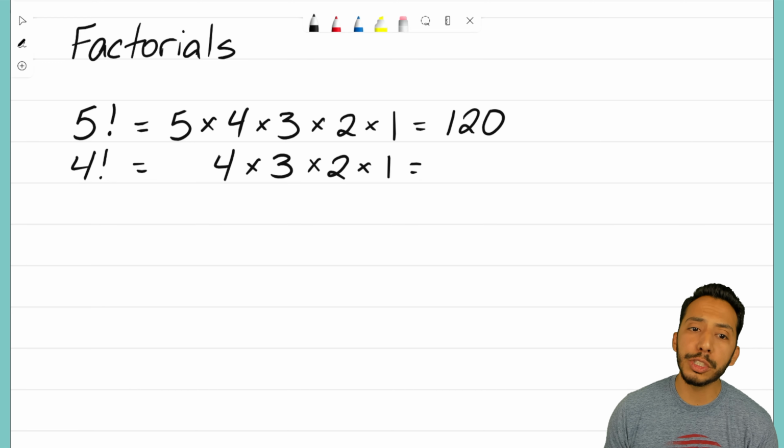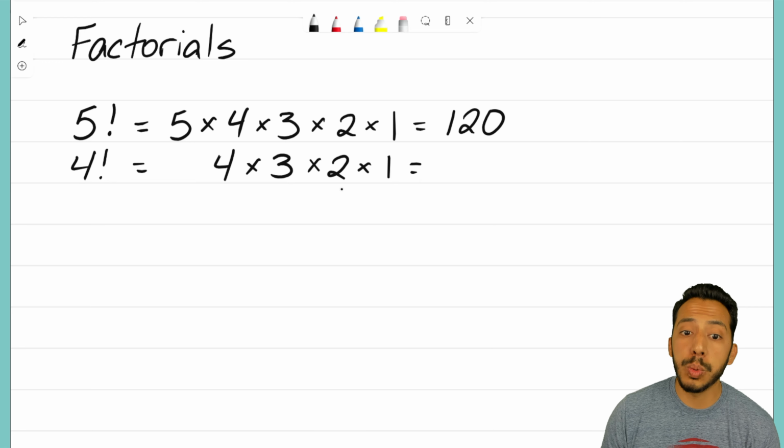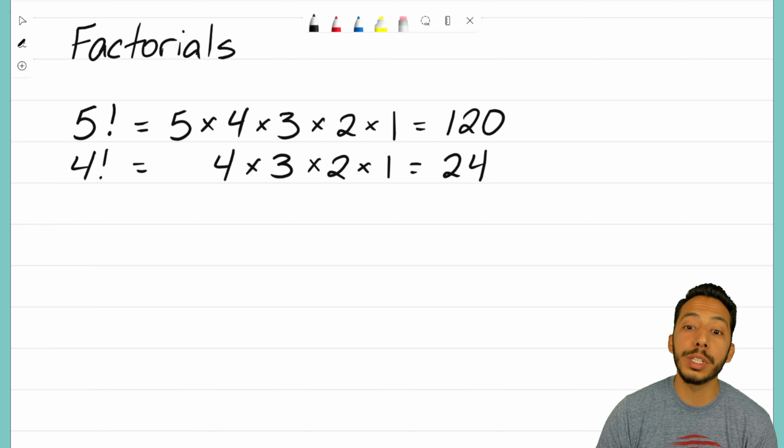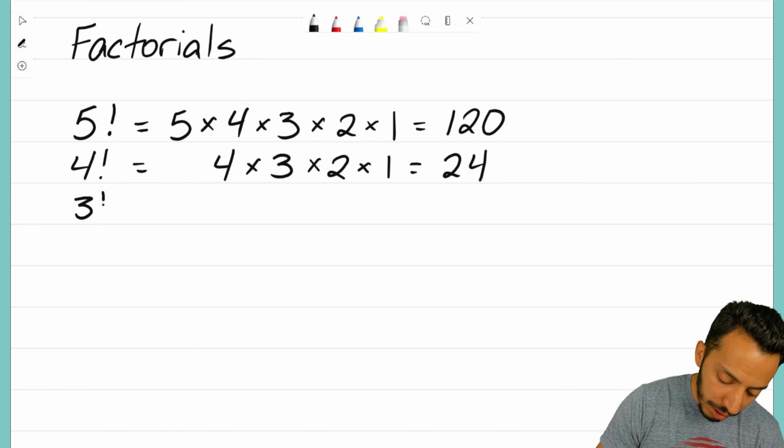Again, I think you can use your brain for this. 4 times 3 is 12. 12 times 2 is 24. 24 times 1, we end up with 24. Okay, so 4 factorial equals 24, just like 5 factorial equaled 120. Let's keep working down our list.